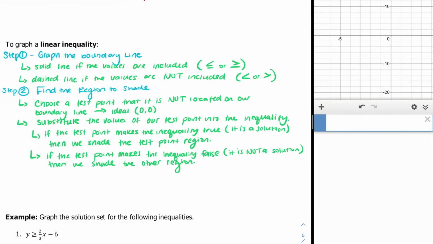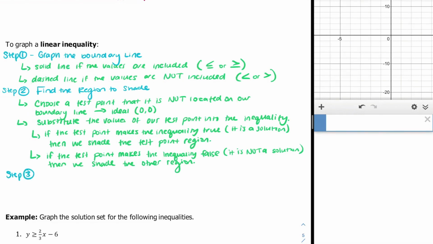All right, so step 2 is all about trying to find the region to shade. So we are looking for a test point that is not located on the boundary line. We are seeing if that test point makes the inequality true. If it does, we're going to shade that side of the line with the test point. If it is false, we're going to shade the opposite side, the side without the test point.